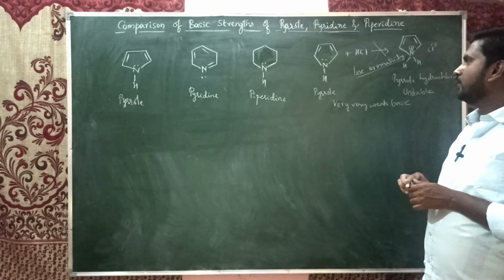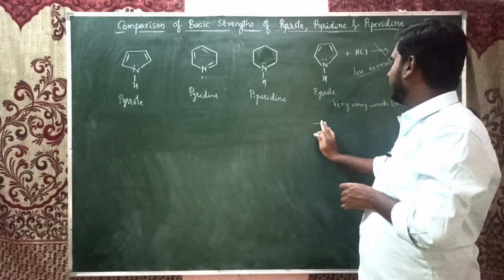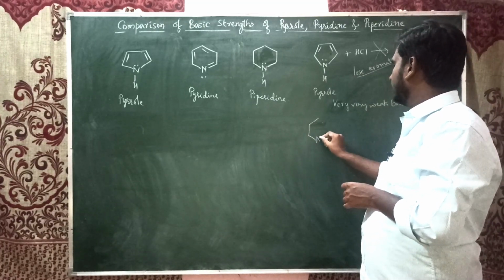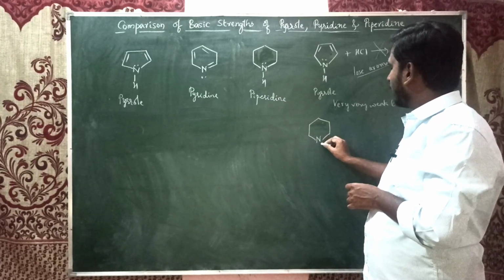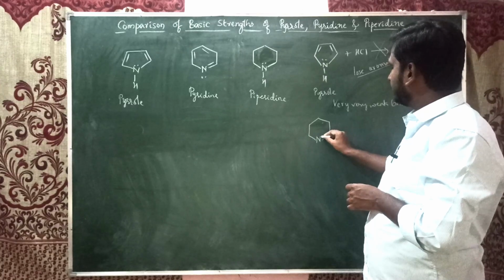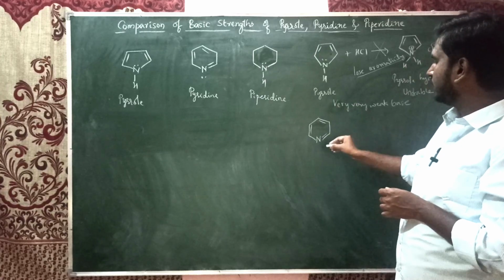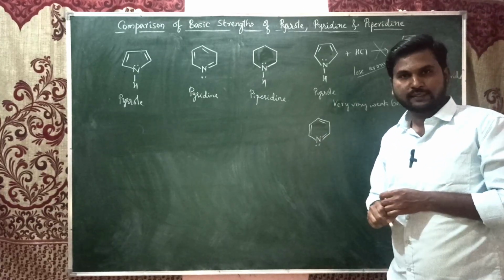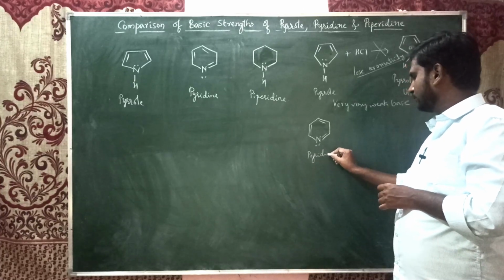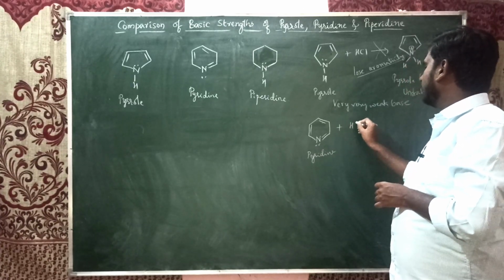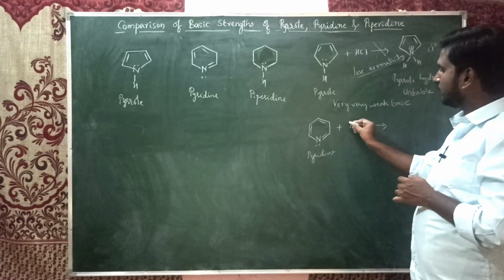Now the same thing will apply for pyridine. Pyridine is a 6-membered heterocyclic ring. In the case of pyridine, when it is reacted with an acid like hydrochloric acid, it also accepts that proton.